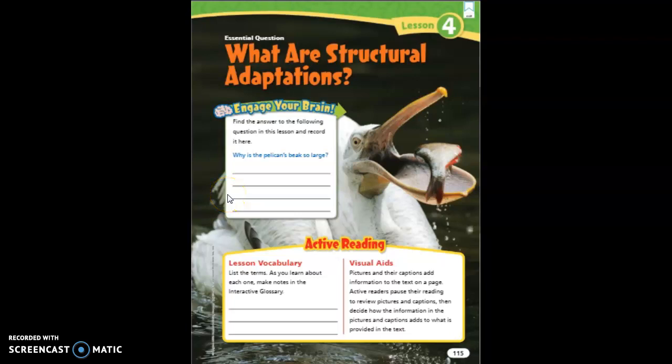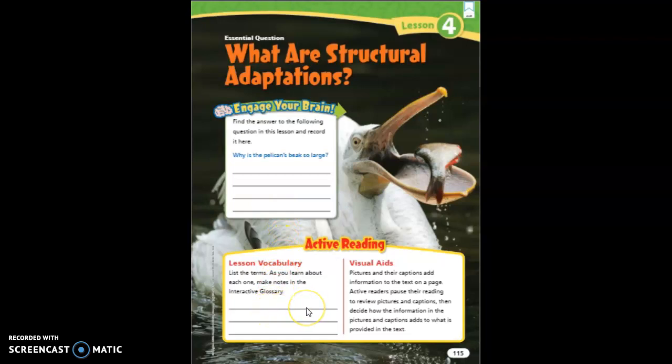Okay, open your Science Fusion book to page 115, lesson 4. The essential question for this lesson is, what are structural adaptations? The Engage Your Brain says, find the answer to the following question in this lesson and record it here. Why is the pelican's beak so large? So we're trying to figure out why the pelican's beak is so large. If you think you might know the answer, you can write it in the space here.